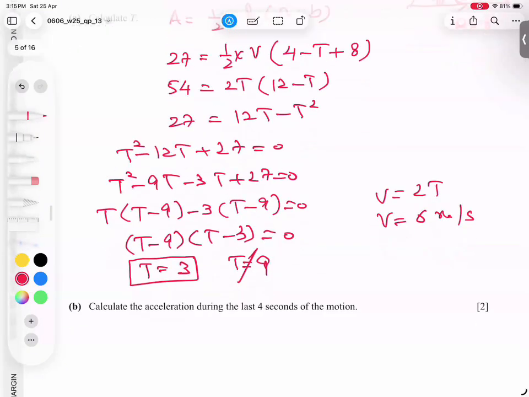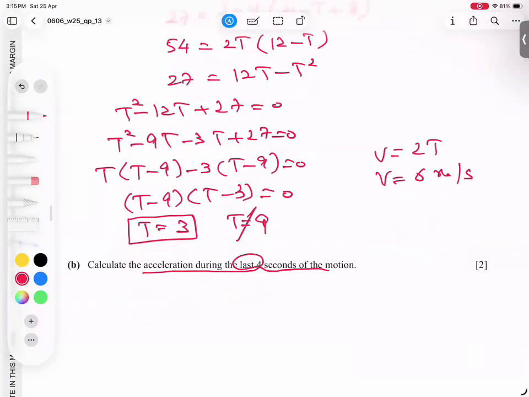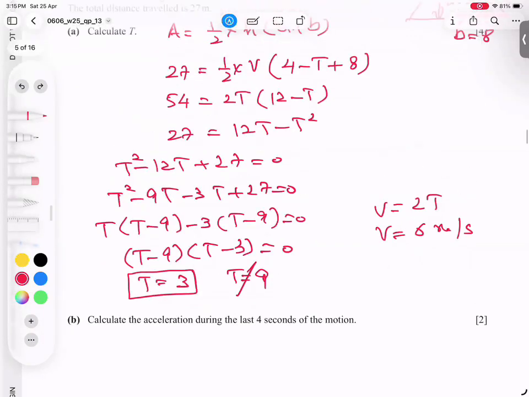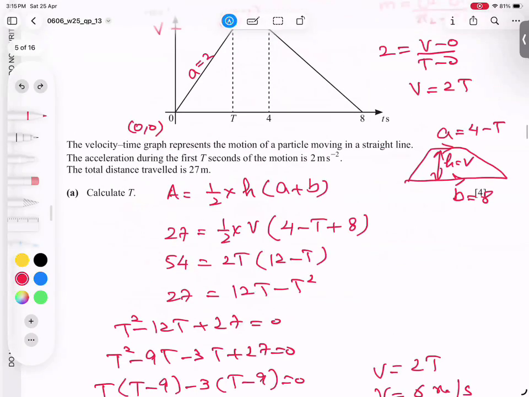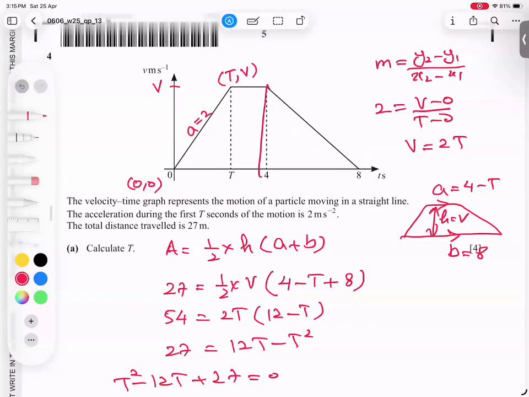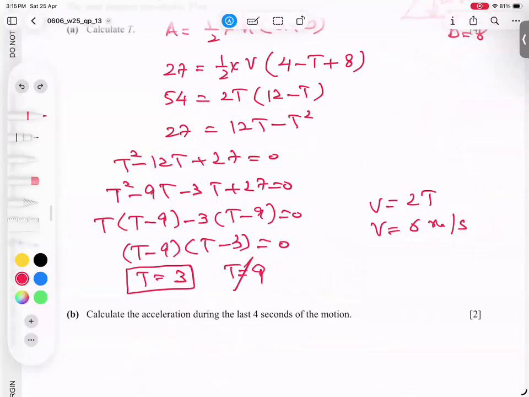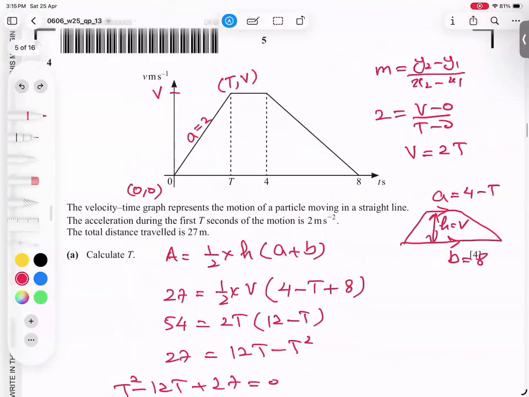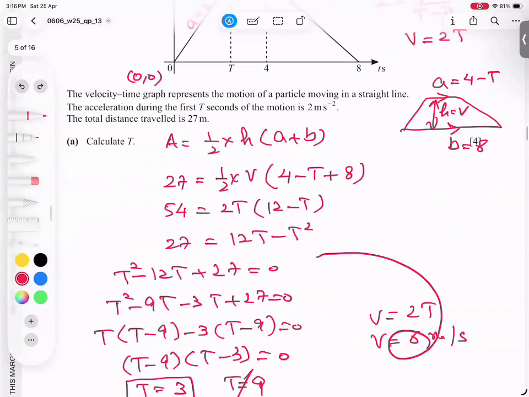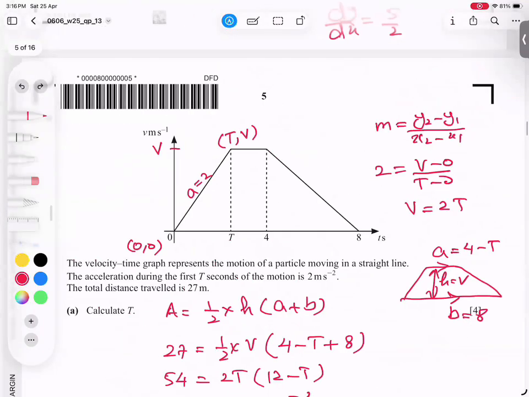So calculate the acceleration during the last 4 seconds of the motion. So basically he talks about this one. So what is this coordinate? He is asking to find the acceleration. We're looking for the gradient, and students, this coordinate is so simple. X is 4, and V is 6 we have. So I can write it now here 4 comma 6, and what coordinates here? X is 8 and y value is 0.